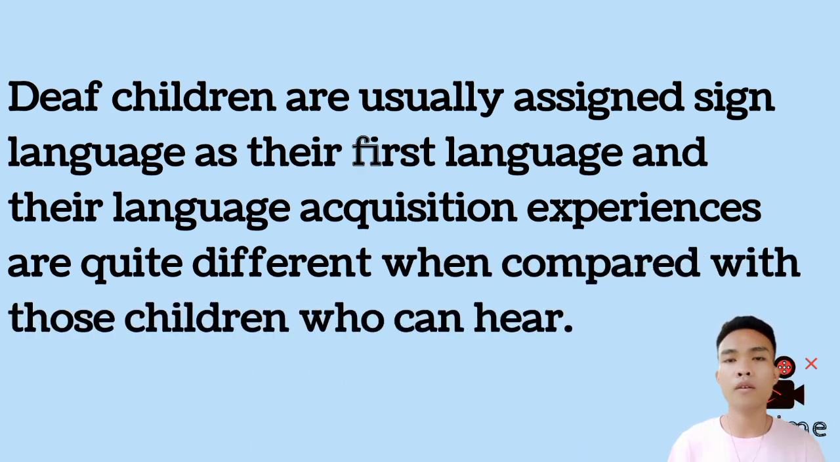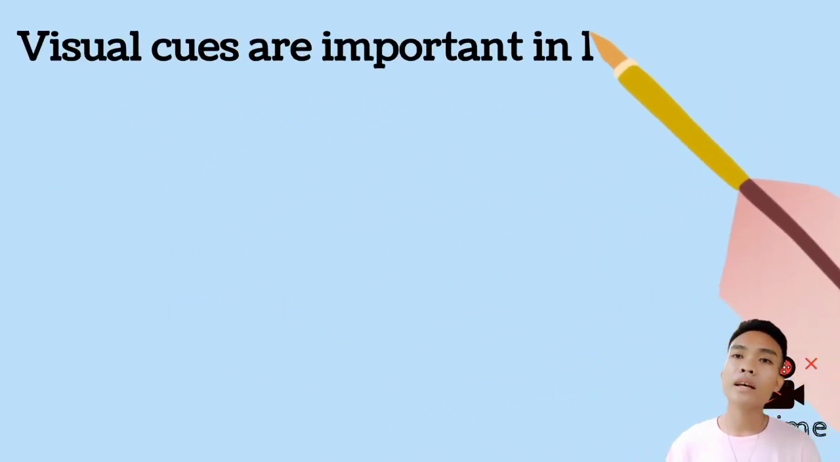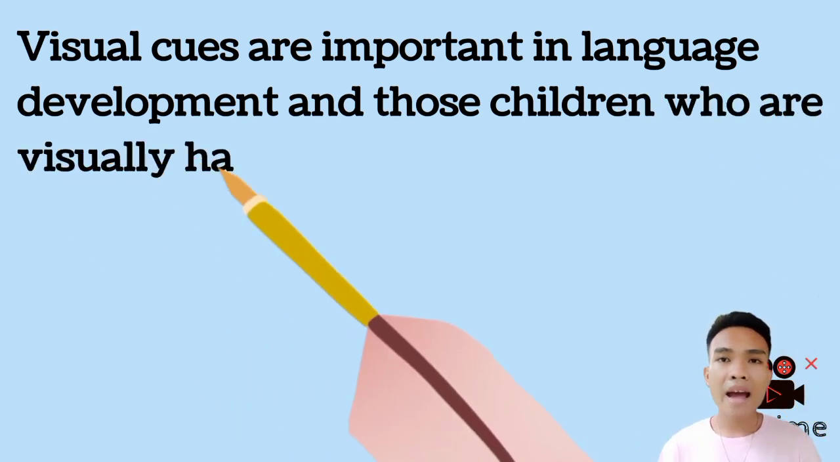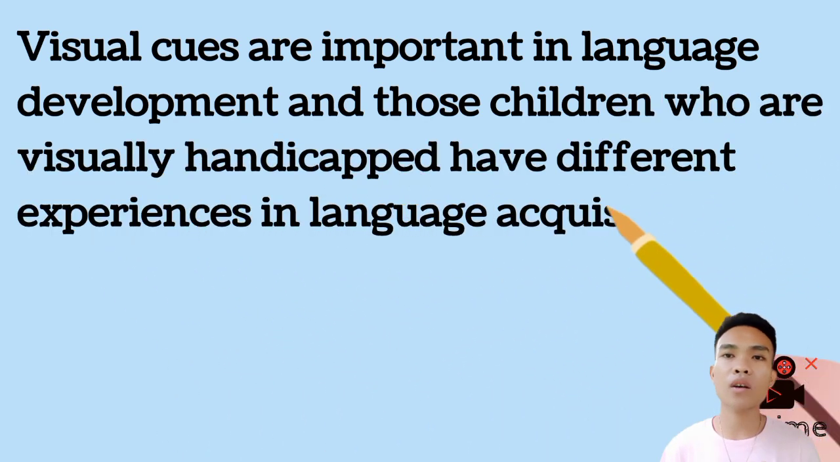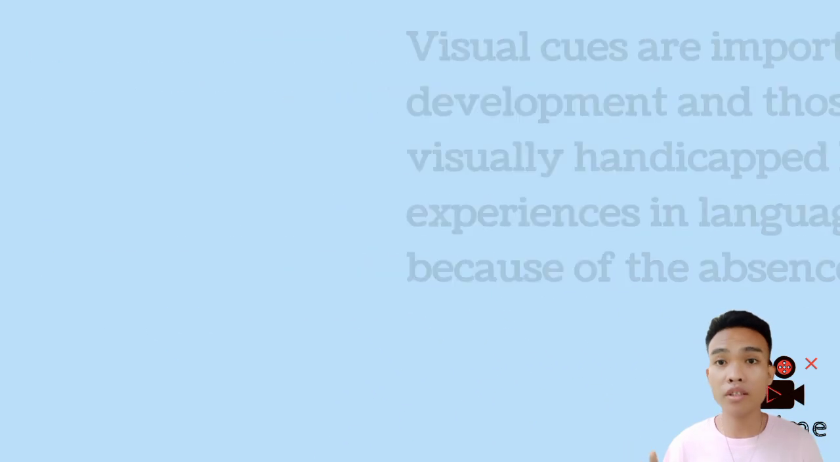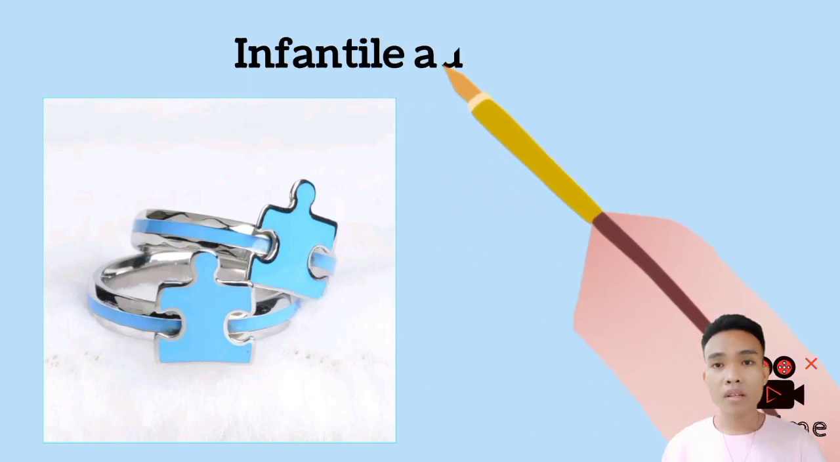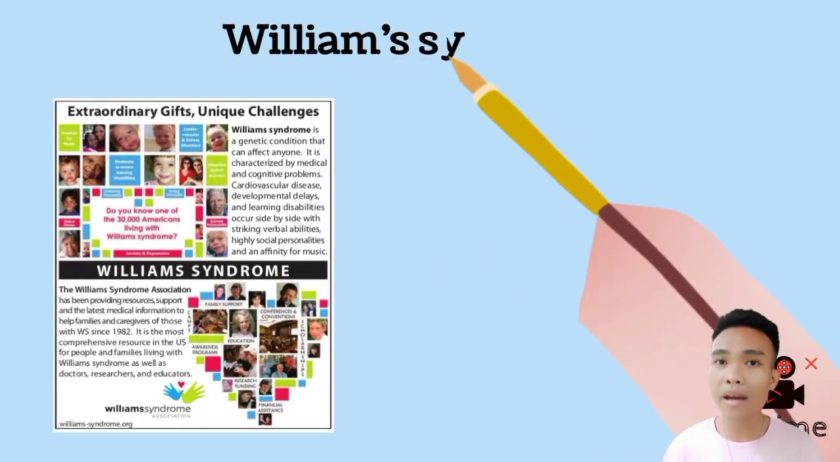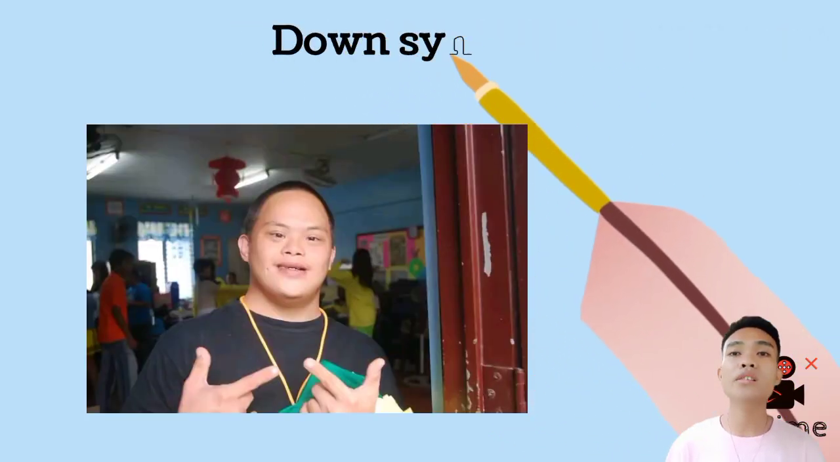Then, visual cues are important in language development, and children who are visually handicapped have different experiences in language acquisition because of the absence of visual cues. Then there are other physical disabilities that affect language development, as they make speech impossible or difficult. Individuals with exceptional conditions such as infantile autism, Williams syndrome, and Down syndrome have different experiences in language development because of the impact of these conditions on non-verbal mental development. So, language and culture.